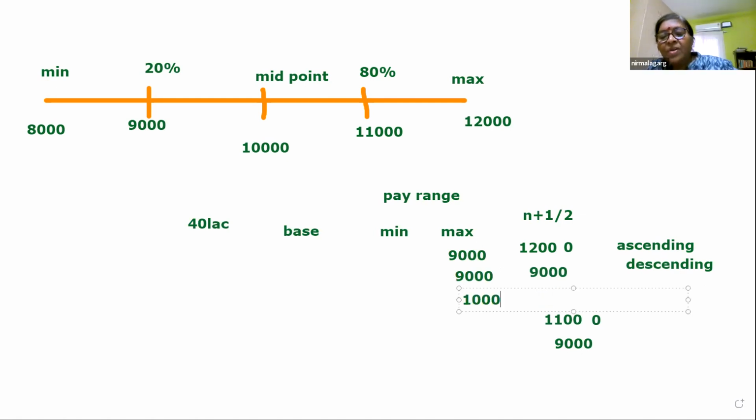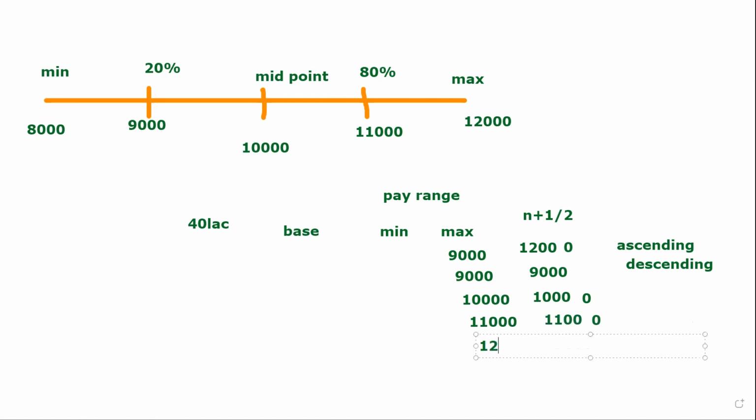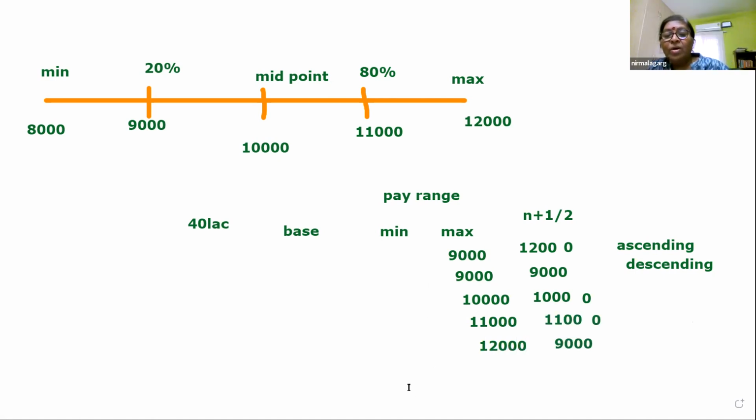Then what else? 11,000. And then 12,000. Just to give you an idea. Okay, done. So we put it in ascending order. Now you use that formula n plus 1. So 1, 2, 3, 4, 5 items. 5 plus 1 is 6. 6 divided by 2 is 3. So which is my midpoint? 1, 2, 3. So 10,000.